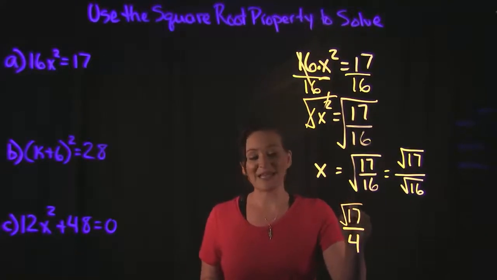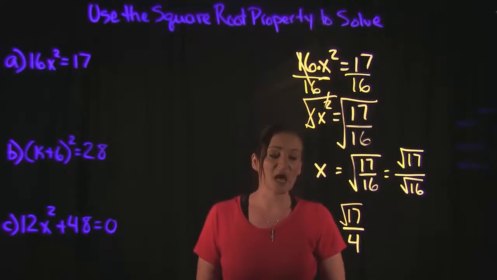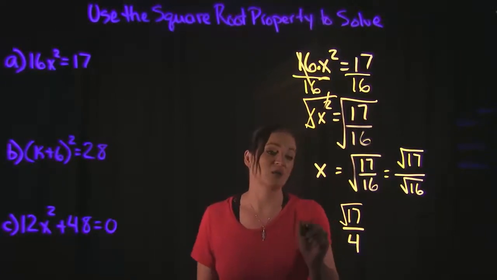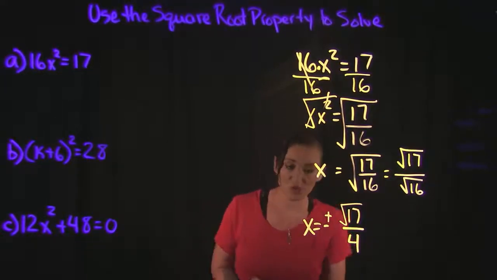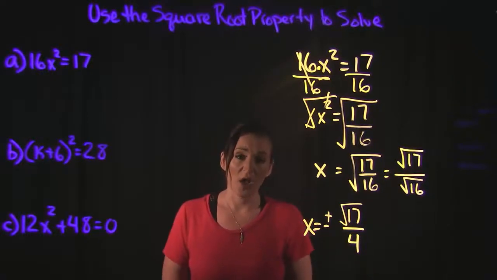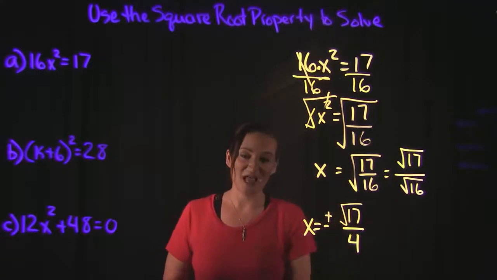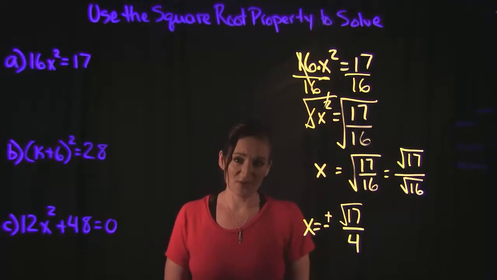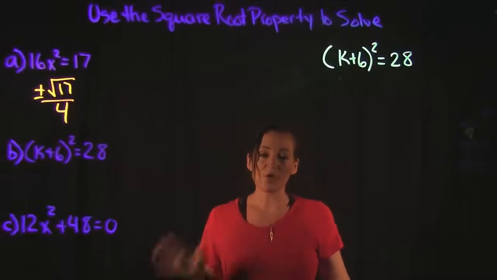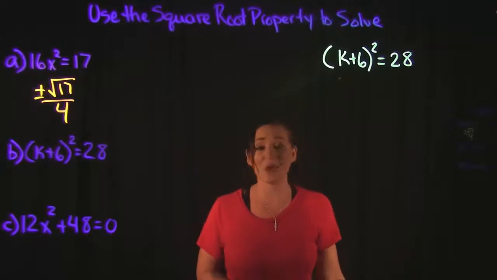Square root of 17 cannot be simplified. There is no perfect square that goes inside of 17. There's no way to break that down. So that just means that x is equal to plus or minus the square root of 17 over 4. You need to remember when it does come to square roots, you do have a positive and a negative variation of the answer. So it's two different answers, positive square root of 17 over 4, negative square root of 17 over 4. For example B, we have k plus 6 squared is equal to 28.